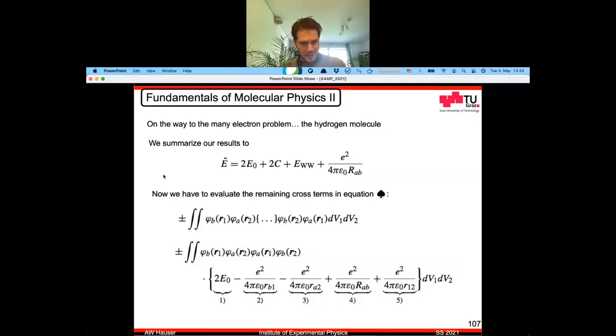And what's coming in here in E naught is the kinetic energy operator and the 1 over R1A and 2B terms, which is the only ingredient that introduces the absolute position somewhere in space, because this is what tells you if it's either A or B. But since it's the same atom, it gives you the same energy E naught.